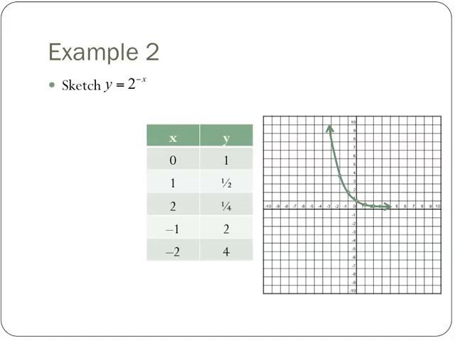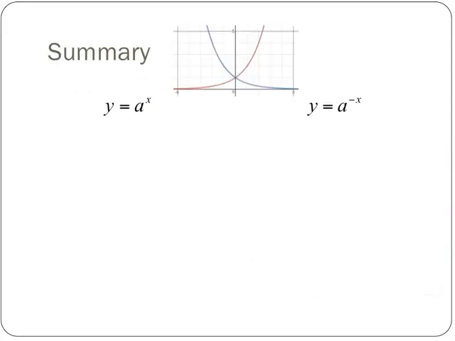So you'll notice that when we have a negative in the exponent, that actually translates into what? It's a reflection in the y-axis. So just to summarize our two different graphs, y equals a to the x, that's the one in red up there, and y equals a to the negative x, that's the one in blue.